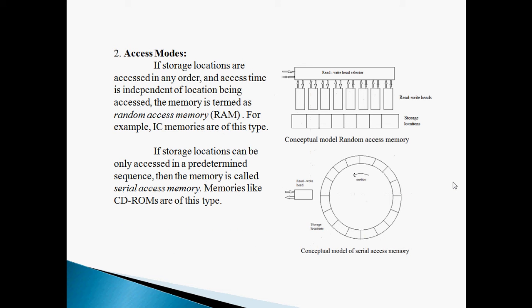The second characteristic is access modes. If storage locations can be accessed in any order and in any time, independent of the location being accessed, the memory is termed random access memory. If storage locations can only be accessed in a predetermined sequence, then it is called serial access memory.